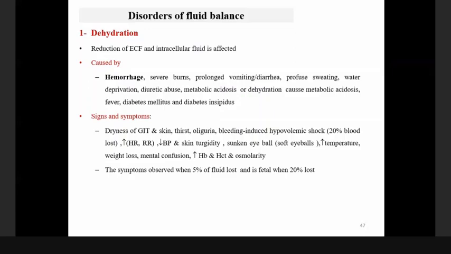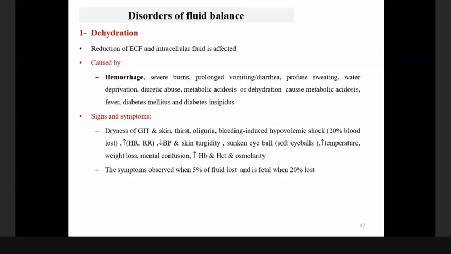Okay, so one of the shocks is hypovolemic shock, which can develop when you lose your blood. Okay, increased heart rate, increased respiratory rate, reduction of the blood pressure and the blood volume. Okay, and the skin turgor is going to reduce. Okay, skin turgor.